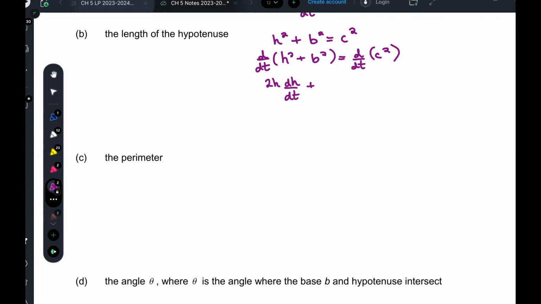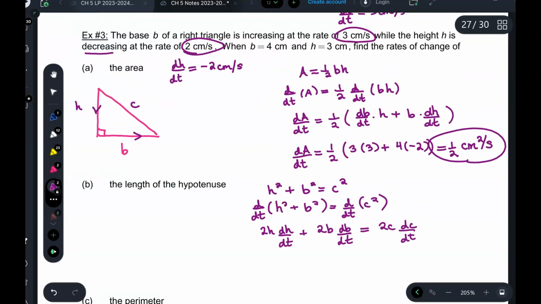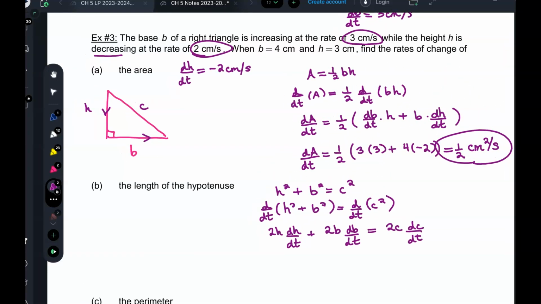What's the derivative of b squared? 2b, db dt. A lot of letters in here. And then a 2c, or no, it's dc dt. If we accidentally switch a B and a D, would you understand that? Yeah, that's fine. Okay, I have 2 everywhere, so are you okay if I just cancel all the 2's?